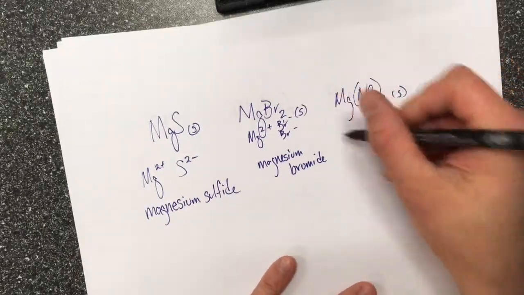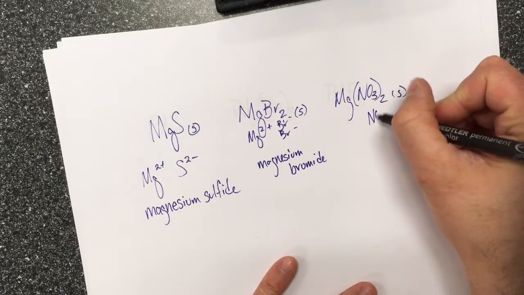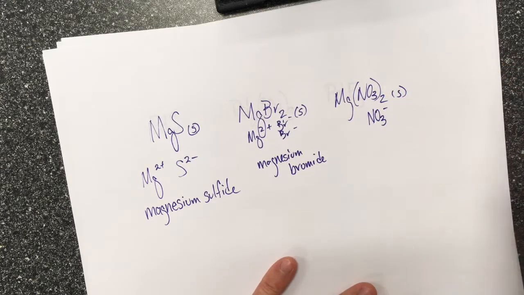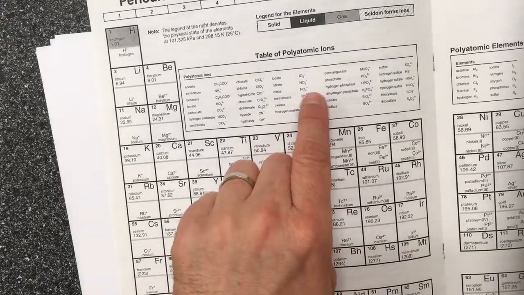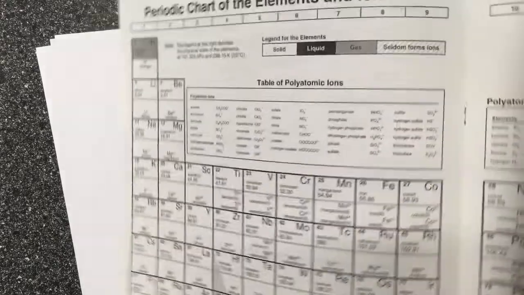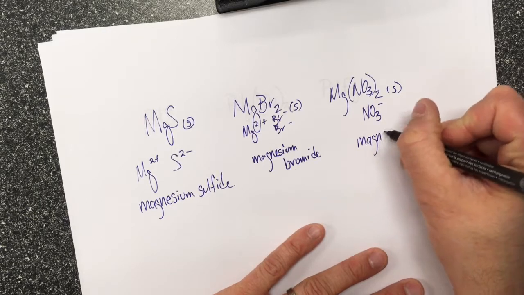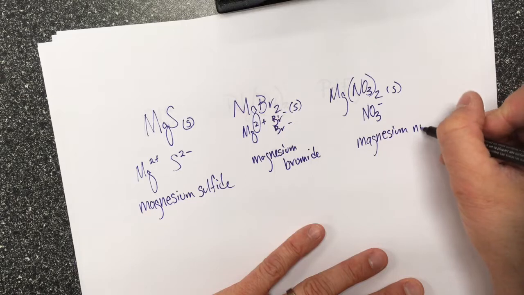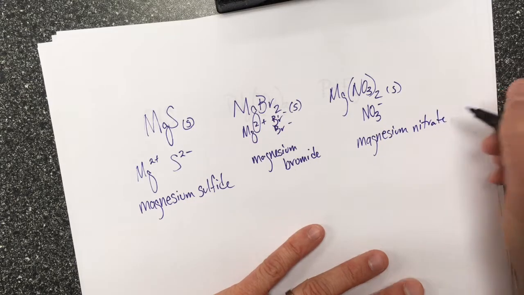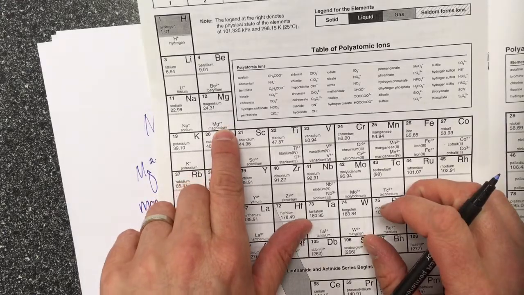This is a magnesium ion again, and nitrate ions. The nitrate ions are polyatomic, so you need to look into the polyatomic table that's on your periodic table. It's kind of in the middle over here, and nitrate is listed here. So this is going to be magnesium nitrate. So these are sort of the basic ones because magnesium can only have one possible charge. That charge is 2 positive.